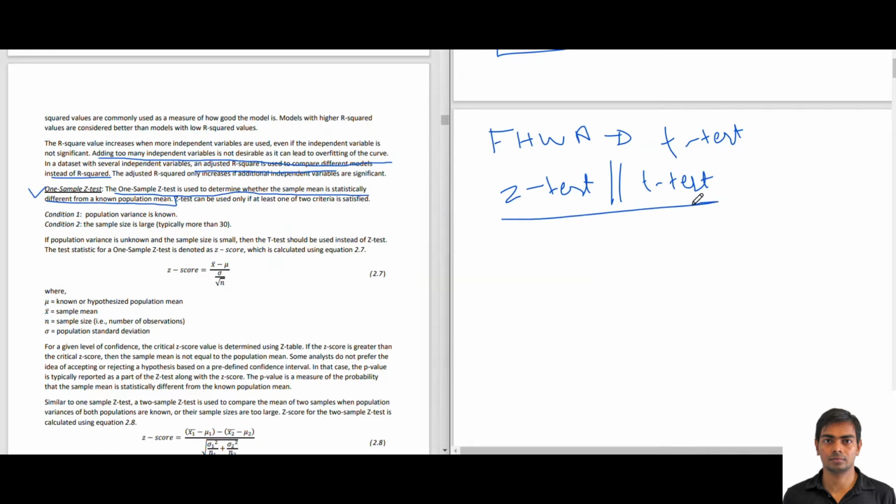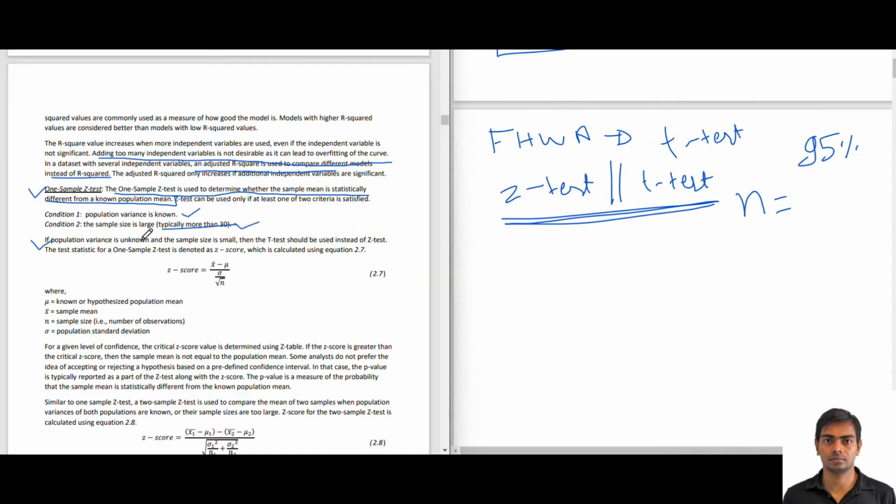We use the z and t-test in microsimulation modeling to figure out the minimum number of runs needed to achieve a certain level of confidence, which is usually around 95%. So z-test can be used only if at least one of the criteria is satisfied. The first criterion is population variance is known, or the second criterion is sample size is large, typically more than 30. So we use z-test if either population variance is known or sample size is large. This is our criteria to use z-test. If both the conditions are not satisfied, then we will use the t-test.